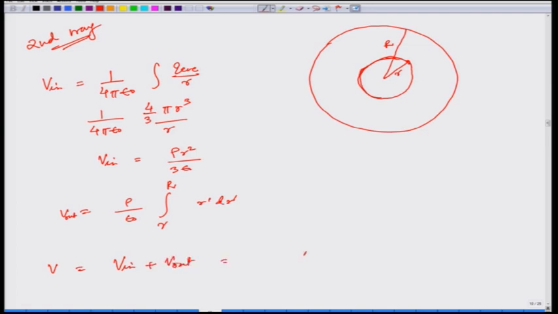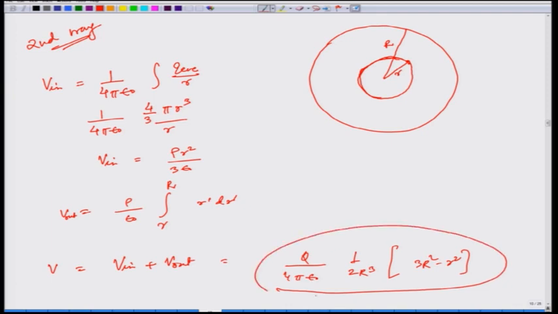We will get the same expression, that is Q by 4 pi epsilon naught 1 by 2 R cube, 3 R square minus R square. Same answer. So it's a way of thinking. Let's say I have to calculate potential at this point. It is equivalent to calculating the potential due to the inner sphere plus the potential due to the spherical cell at that point, and then adding everything up. It's as simple as this.